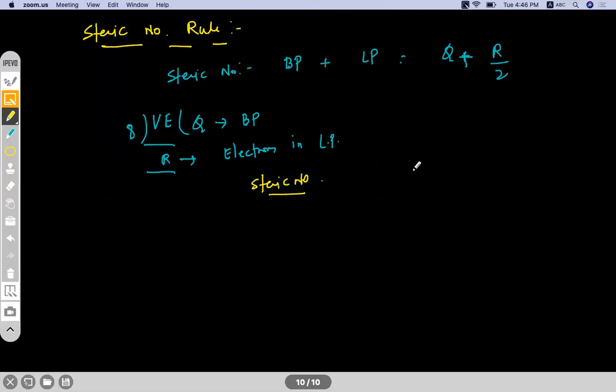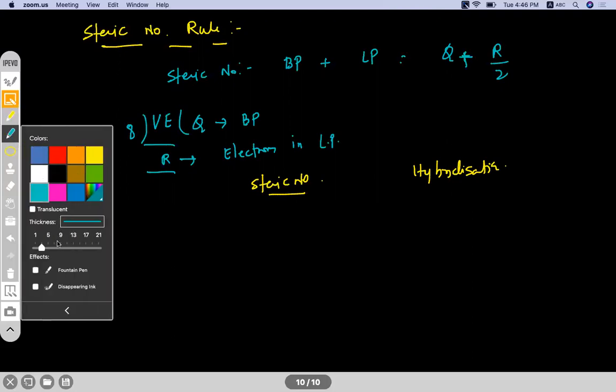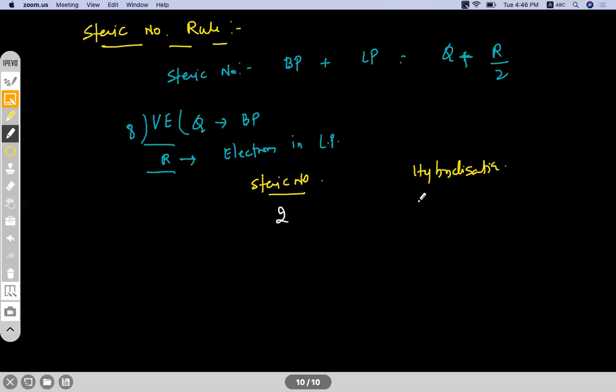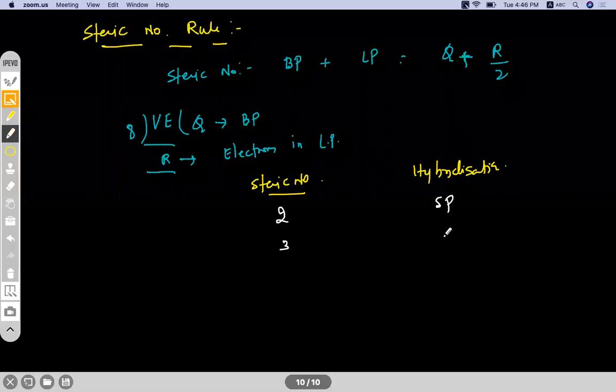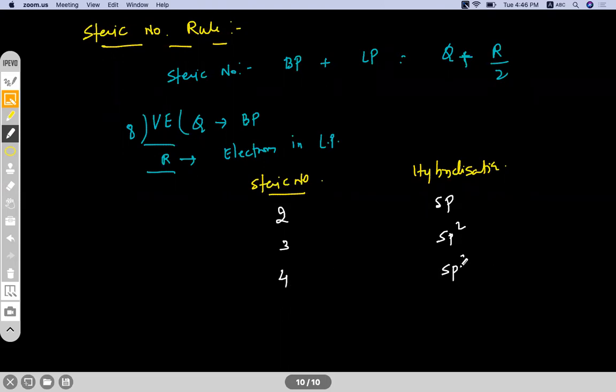Best method is this, steric number and hybridization. So if steric number is 2, hybridization is sp. If it is 3, it is sp2. If it is 4, then it is sp3. If it is 5, then it is sp3d. If it is 6, sp3d2. This is the hybridization.